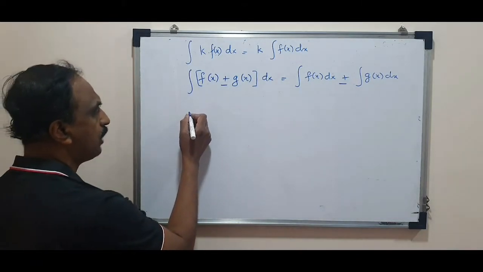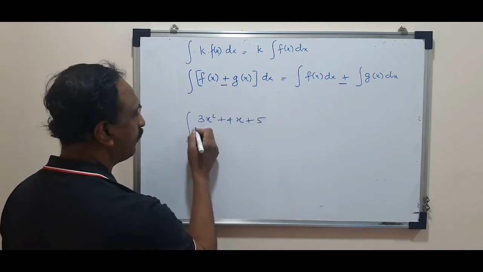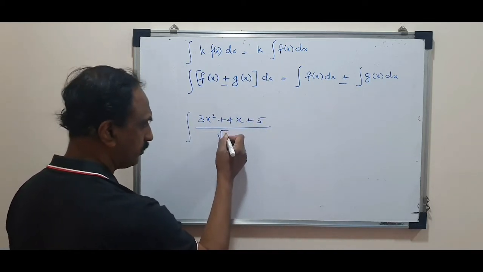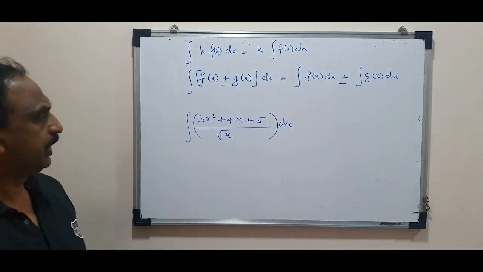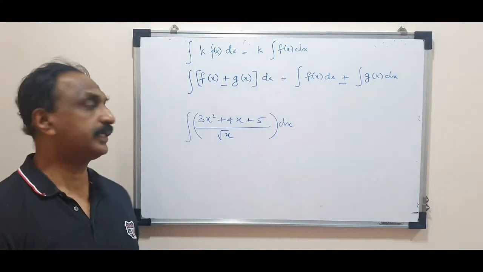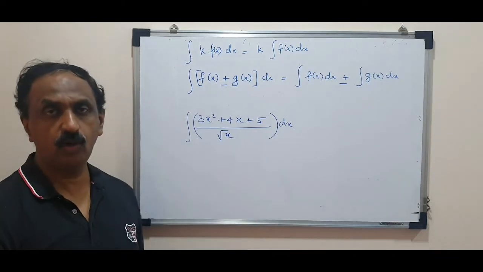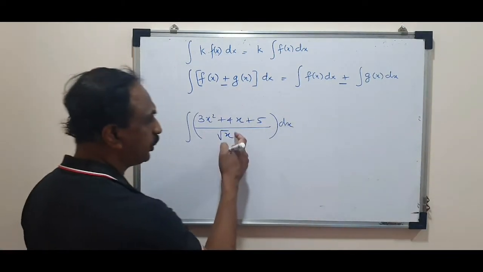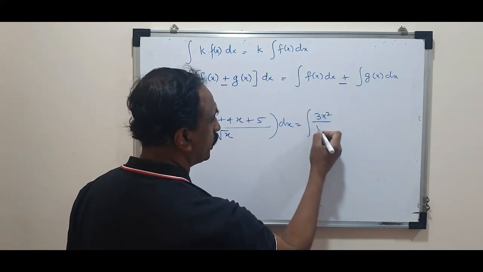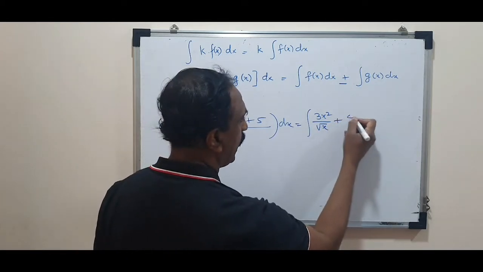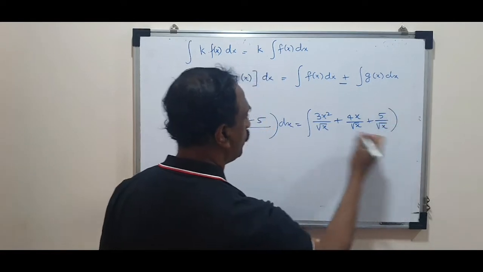So for example, I want to integrate 3x squared plus 4x plus 5 divided by, let's say, root x. I want to integrate this. It's a division, but there is no formula in integration for division. There's no division rule. So you need to convert it into addition or subtraction, which you can do as long as this is a single term. You can separate it: 3x squared upon root x, 4x upon root x, plus 5 upon root x, whole into dx.